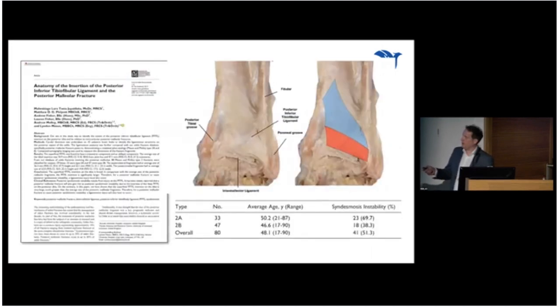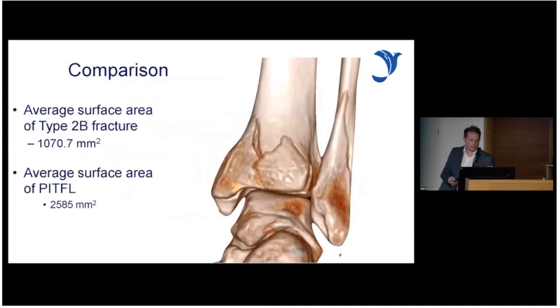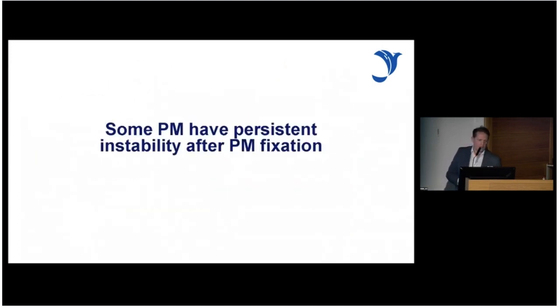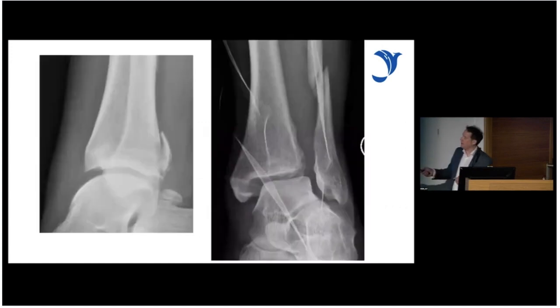So this is our paper, again, with this large area of superficial deltoid. So even with the larger fractures, the ligaments don't seem to go with it. Okay, that's the comparison, showing that the superficial deltoid is much bigger than the average fracture. So some PM have persistent instability even following PM fixation. So there's some papers now saying, okay, we'll just fix the back and the syndesmosis is stable. It is not. That's not the case. And the reason for that, so this is, you can see, very wide space between the syndesmosis, okay?